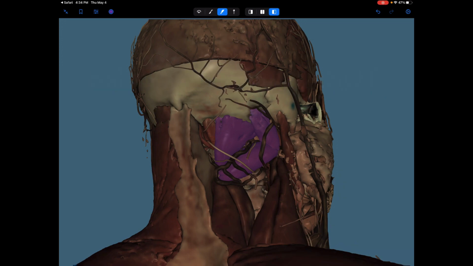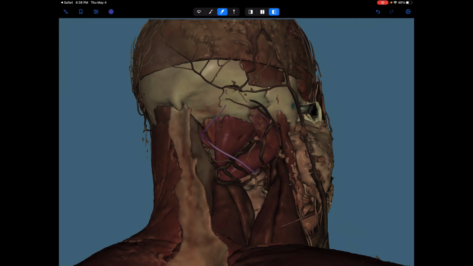So the boundaries for the SOT are going to be medially the rectus capitis posterior major, laterally the obliquus capitis superior, and inferiorly the obliquus capitis inferior, and this is going to be covered by the semispinalis capitis, which is what we call the roof, and the floor is going to be the posterior arch of the atlas and the posterior atlanto-occipital membrane. And so the contents within this triangle are going to be the vertebral artery and the suboccipital nerve.